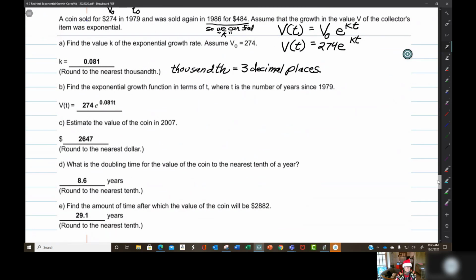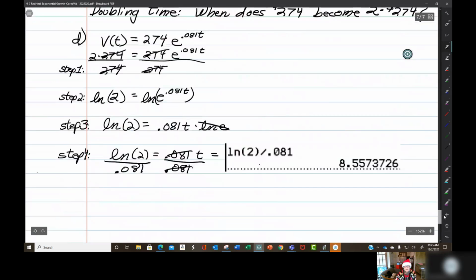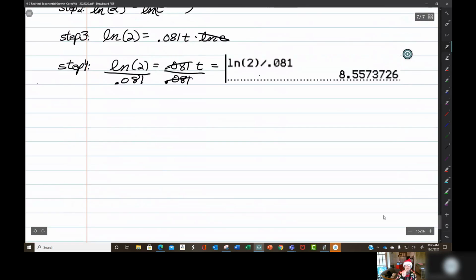D, 8.6. Round to the nearest tenth. The nearest tenth is 1 decimal point. So we're going to round here. I look over at the 5. The 5 is just barely big enough to round this 5 up to a 6. So 8.6.